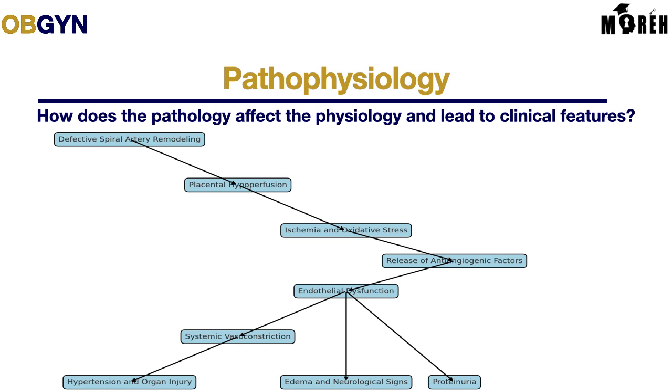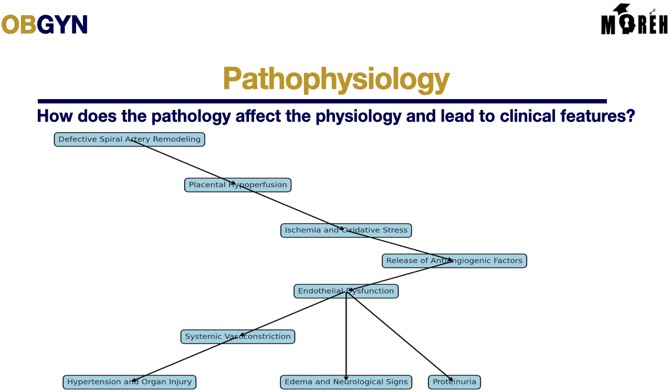Normally in pregnancy, the maternal spiral arteries in the uterus undergo a significant remodeling. That means they become wider and less resistant to blood flow. This ensures that there is more supply of blood to the placenta. But in preeclampsia, there is failure of that remodeling. It's either incomplete or defective. And once that occurs, the arteries remain narrow with high resistance. That means there's going to be a reduced blood flow to the placenta.